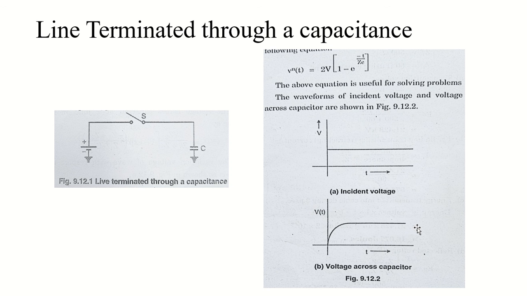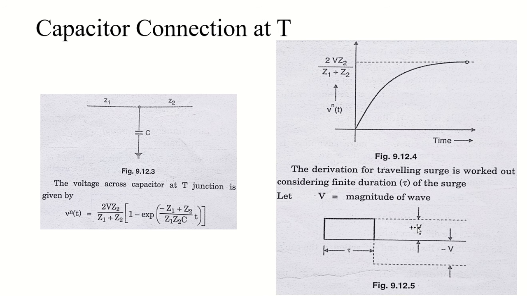Then the capacitor can also be connected at a T junction. As you can see here, I'm having Z1, Z2 and then I'm having a capacitor connected here. So a T junction where a capacitor can be connected, and the voltage across this capacitor at the T junction can be given using the formula like this: 2V Z2 divided by Z1 plus Z2, 1 minus exponential minus Z1 plus Z2 divided by Z1 Z2 C into t. That would be the formula.